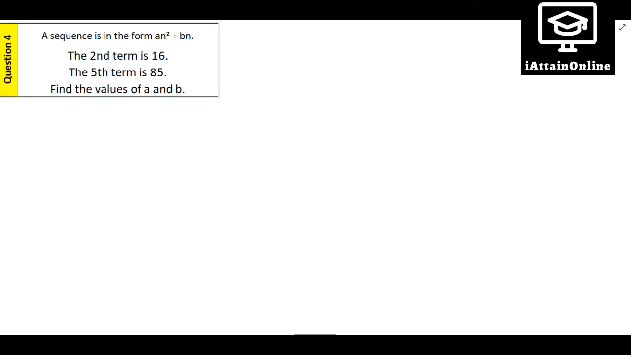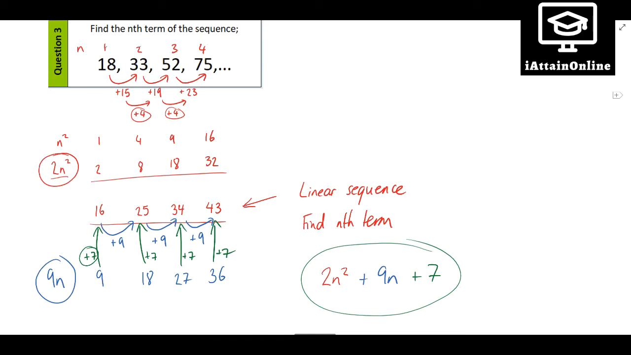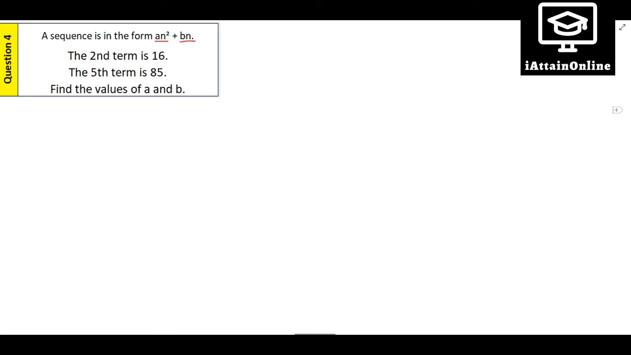So, we are just told that the sequence is in the form an squared plus bn. So there'll be a number before the n squared, that number is represented by a. There'll be a number before the n, and that number is represented by b. There is no number on the end, like there was in the last example where I had this plus 7. That's not going to be the case here. We are told that the second term is 16, and the fifth term is 85, and we're asked to find the values of a and b.